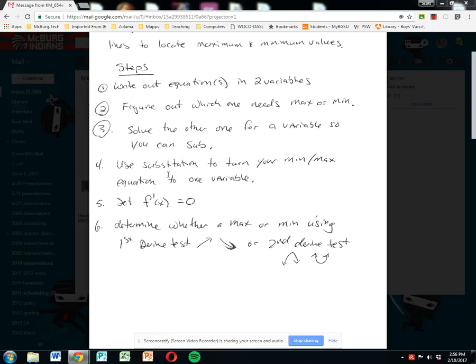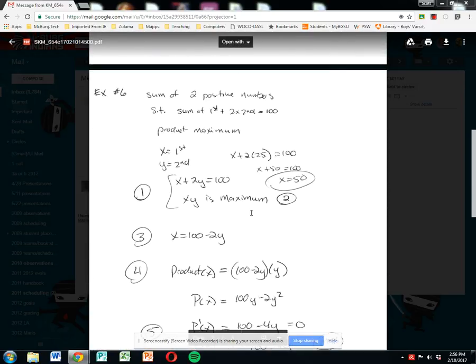After you get your max/min equation to one variable, you set the derivative equal to 0. And last but not least, figure out whether you have a max or a min. You can do that either with common sense if it's a parabola, or you can use the first derivative test or the second derivative test to figure out if you've got a max or a min. Let's look at a couple of examples.